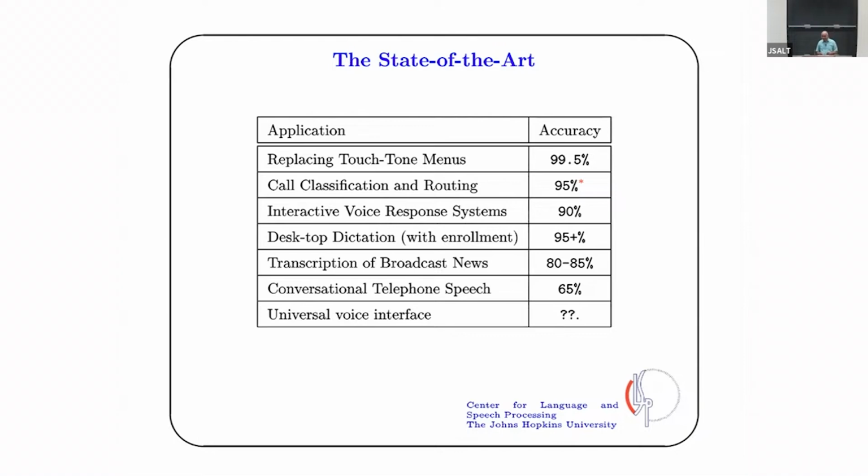Broadcast news, even then, we used to transcribe at about 80-85% accuracy. Conversational speech was pretty bad. We were at about 65% accuracy, 30-35% word error rate. Universal voice interfaces are still too far away, right? That's where we were. So what are the big problems?